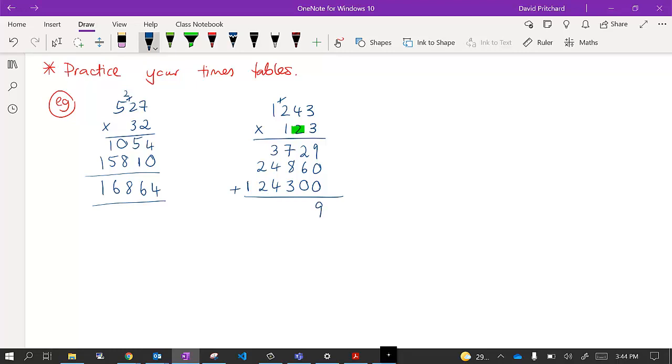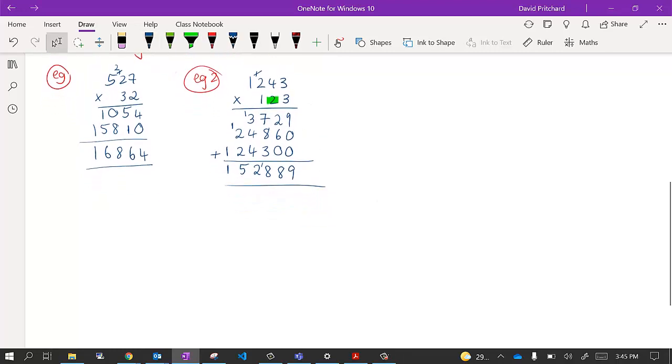We've got 9. We've got 8. We've got 7 plus 8, which is 15, plus 3 is 18. Carry the 1. We've got 4 plus 4 plus 4 is 12. So put the 2 down and carry the 1. 2 plus 2 is 4, plus 1 is 5. And then finally we've got our 1 there. So we've got 152,889 as our answer.